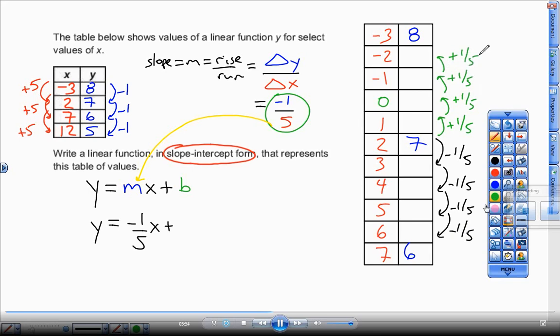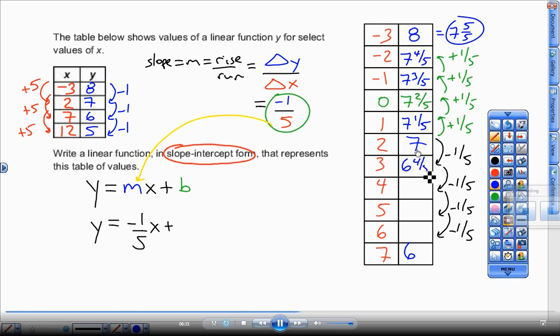So here I go, going up the table. Again, trying to find these values in here. 7 plus 1/5 is 7 and 1/5. 7 and 1/5 plus 1 more fifth, 7 and 2 of those fifths. That's the y-intercept. Going up one more, 7 and 3/5. Going up one more, 7 and 4/5. And up to here, 7 and 5/5 is 8. That's 7 plus 1, that's 8. It's not 7 times 1, 7 plus 1.